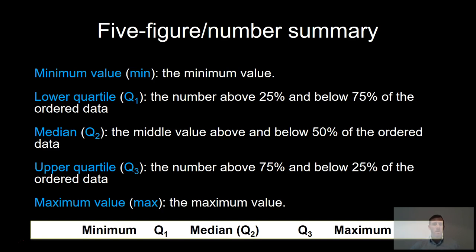The lower quartile is above 25% of the data values, and therefore below 75% of the data values. The median is above and below both 50% of the data values, and the upper quartile is above 75% of the data values and below 25% of the data values.